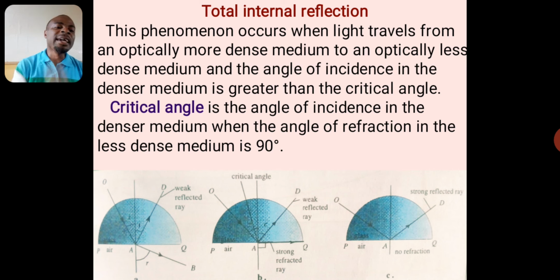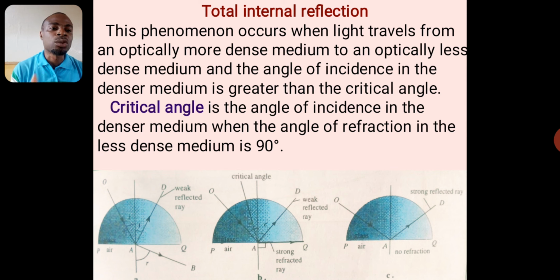If we increase the angle of incidence again, what will happen? There wouldn't be any refraction. We will have total internal reflection. So you can see that we have a strong reflected ray and no refraction. Yes, because if you increase it, it will keep on moving away from the normal, and at this point it will now move into the prism or the glass, and at that point you have total internal reflection.